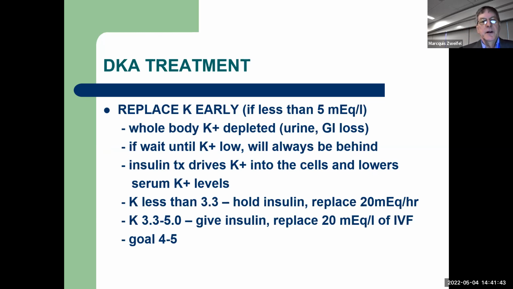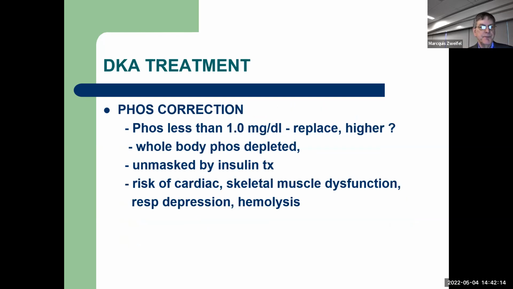So we talked about the potassium. Replace it early, replace it a lot. Keep doing the BMPs, less than 3.3, 3.2. Replace the potassium before giving insulin so you don't drive it down and cause problems. If it's real high, don't give it at 10.8, but recognize when it gets down to 5 to give it, because everybody's whole body potassium depleted.